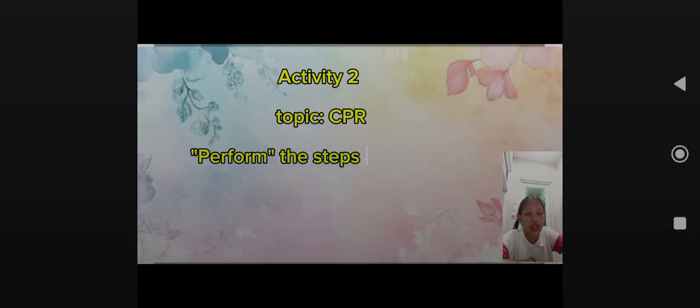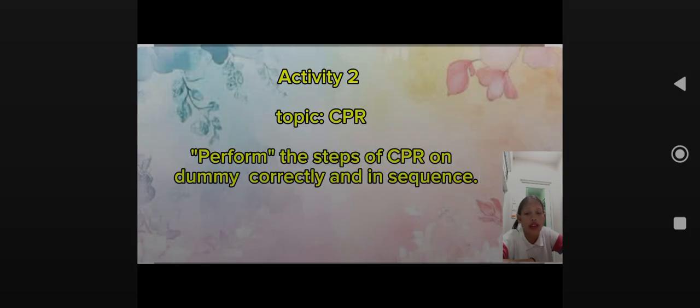So, next is CPR. Activity number 2 is CPR. So, perform the steps of CPR on a dummy correctly and in sequence. So, the activity verb is perform. So, performing CPR involves a specific sequence of physical actions and movements, compressions and rescue breaths that must be executed with precision and coordination.